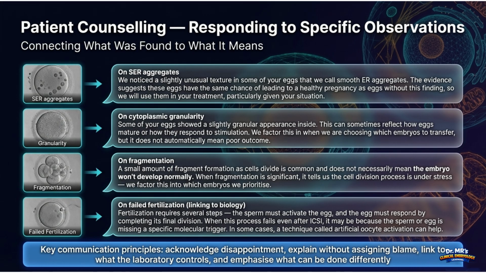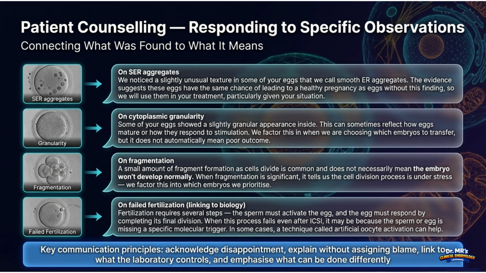What about fragmentation on day 2? Again, normalize but inform. We see a small amount of fragmentation in the embryos today. Fragmentation is simply the cells shedding little bits of debris as they divide under the hard work of growing. It's incredibly common, like sawdust when cutting wood. We just factor the amount of sawdust into our priority ranking when deciding which embryo looks strongest for transfer.